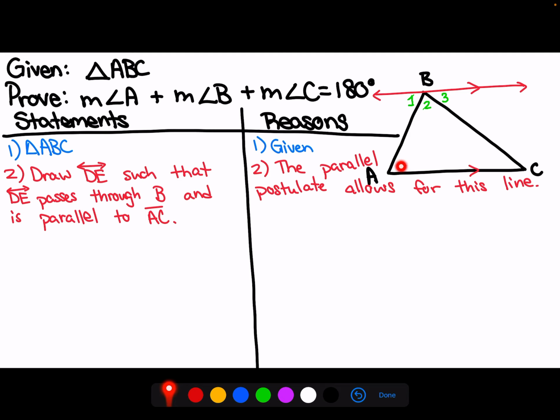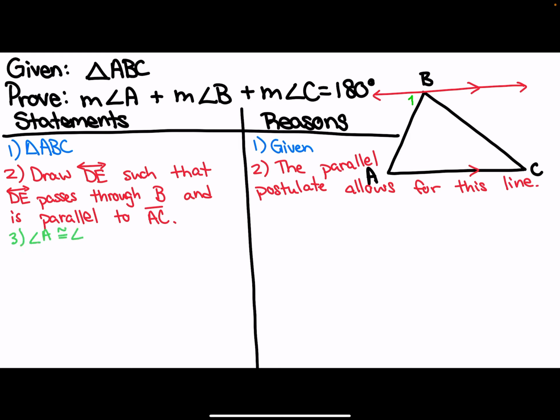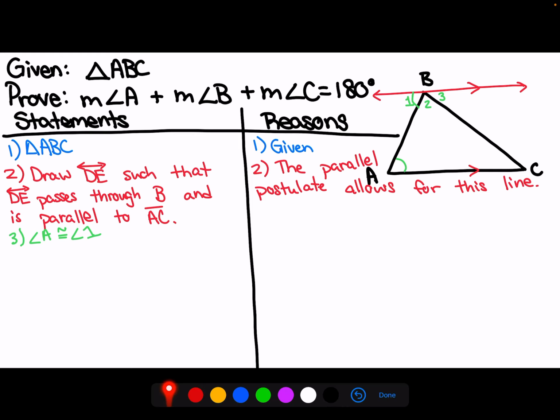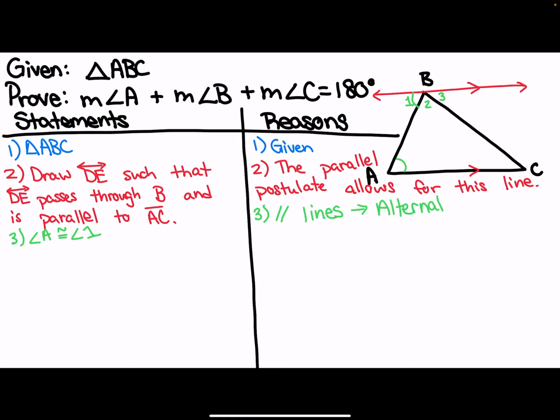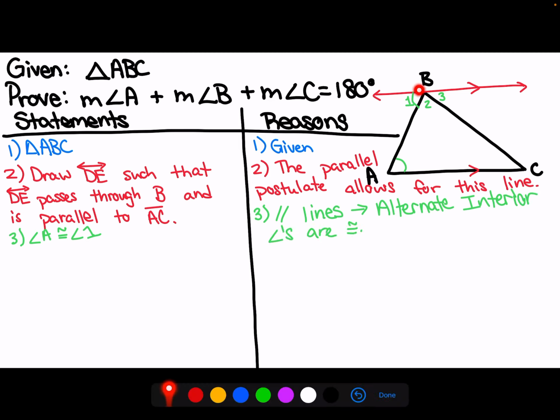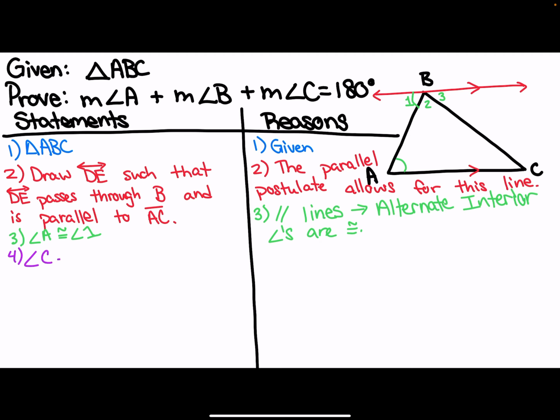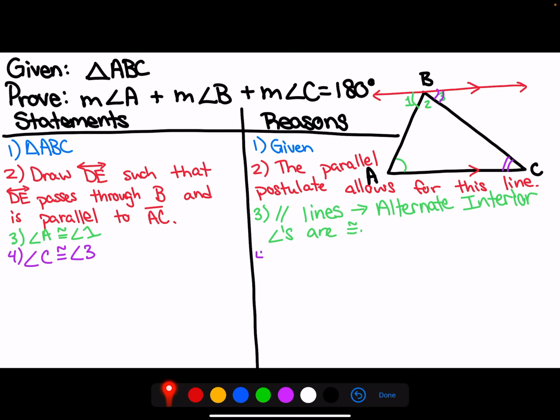When we do that, we now can create angle relationships. So the relationship between angle A and angle 1 is again alternate interior angles. They're on opposite sides of our transversal AB, and they're inside our parallel lines. So therefore, angle A is congruent to angle 1. And the reason that we can say that is because they're alternate interior angles. And if we have parallel lines, that would imply that alternate interior angles are congruent. Now I can say the same thing with angle C and angle 3. So angle C is congruent to angle 3. For the same exact reason, parallel lines imply alternate interior angles are congruent.